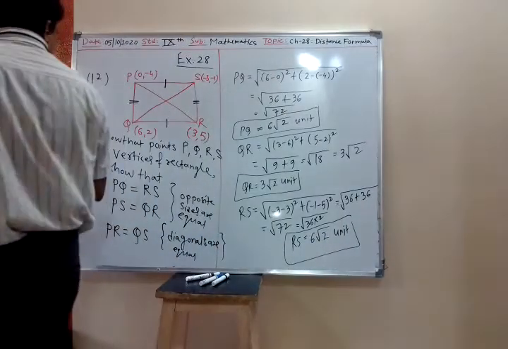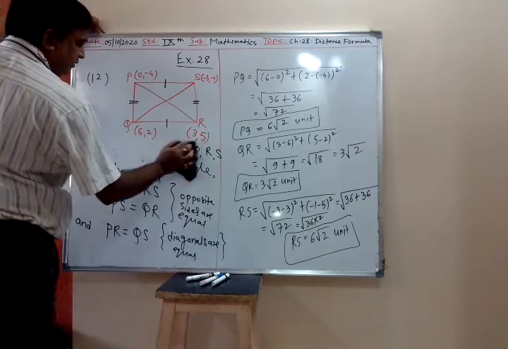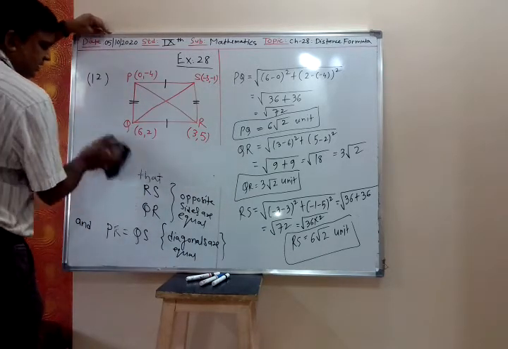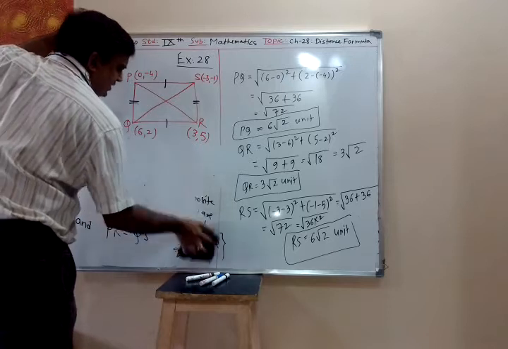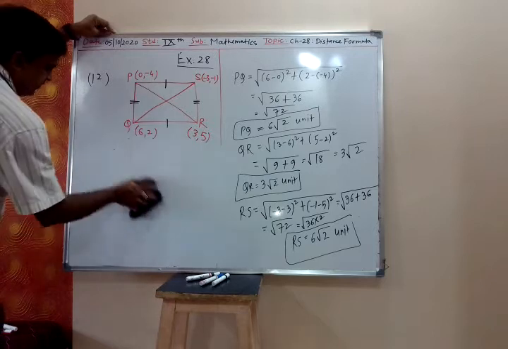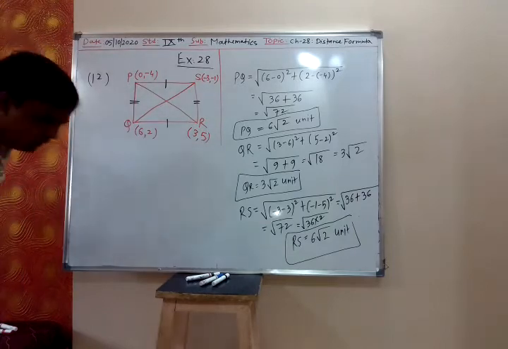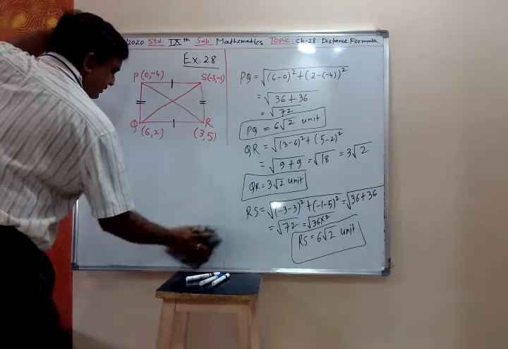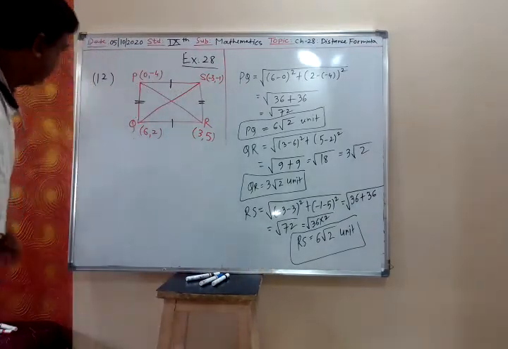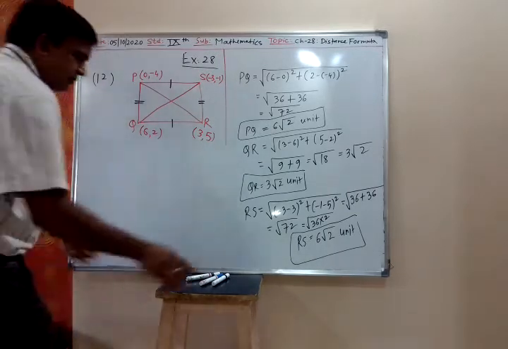Now we find PS. To show that these are the vertices of a rectangle, in a rectangle we show that the opposite sides are equal and the diagonals are also equal. Diagonals also you have to find by using the distance formula.